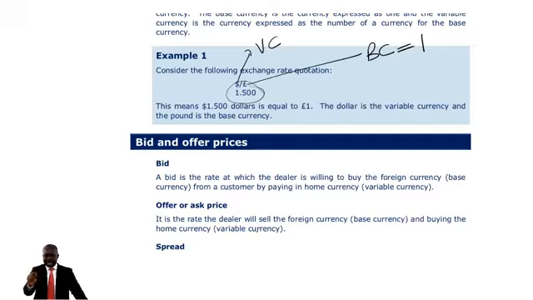The base currency should always be 1. The variable currency is what is moving, so the variable currency is what is given to you there. The base currency should always be 1. So the meaning of this is $1.5 is equal to £1.